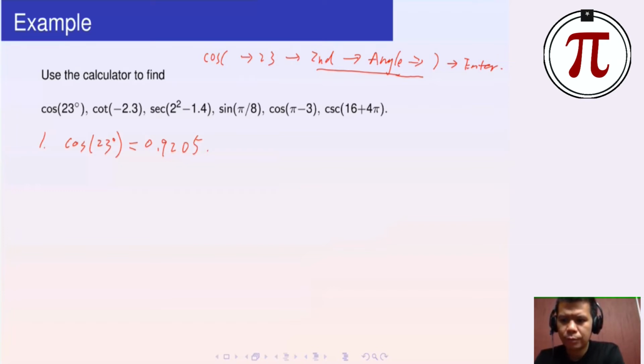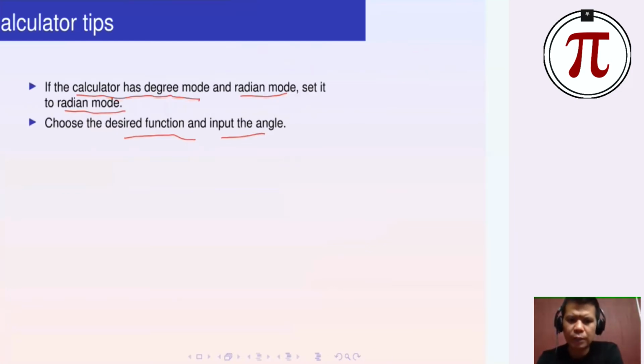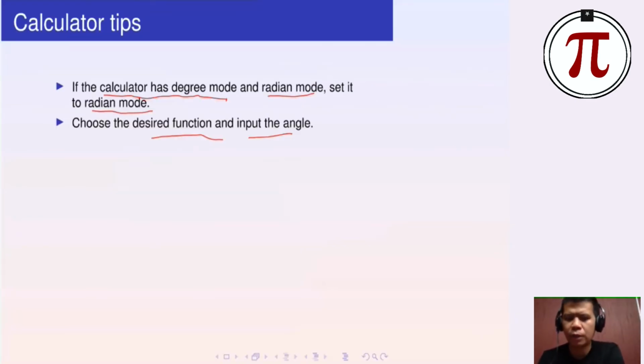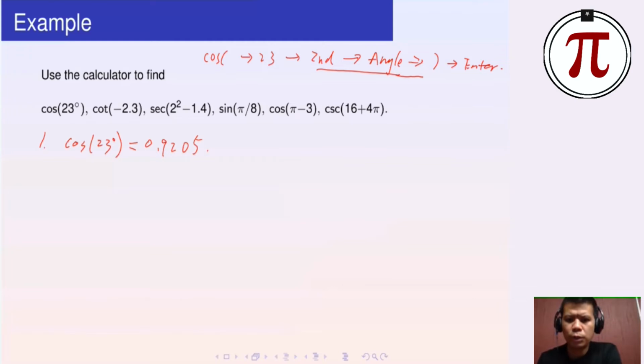For me, can I just change the modes? Would that be the same thing? You can change the mode between degrees and radians, but it's better to use radians as the main one because degrees are less commonly used and radians are more common. If you have both degree and radian, set it to radian. But in case you need degrees, you can always use the method here: cosine 23, second angle, and choose degree. Does that make sense? Very good.